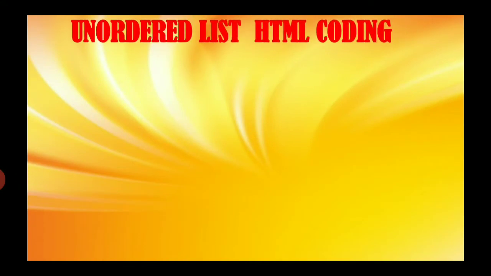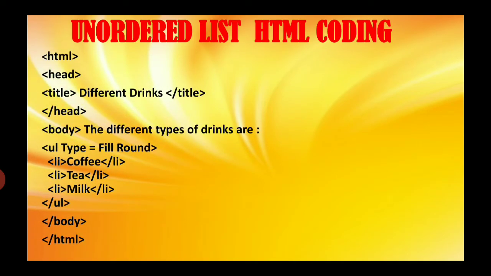Unordered list HTML coding. How to write the coding for an unordered list. So we have to follow the structure. HTML, then comes your head, then title. Now in this title I have written different drinks. So, opening a tag title, then the content, different drinks, and /title. So the full thing is known as an element.